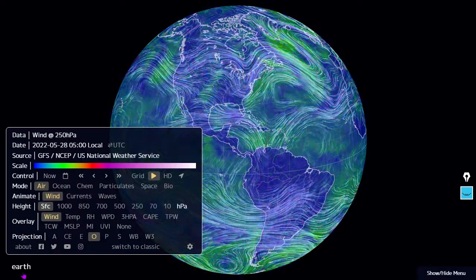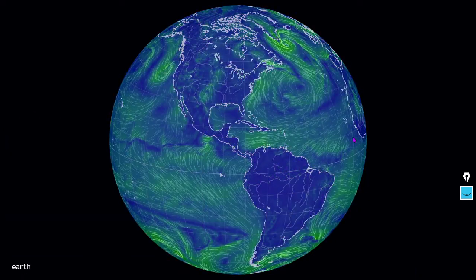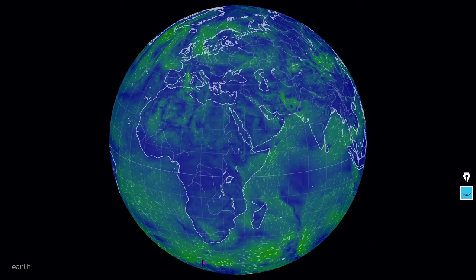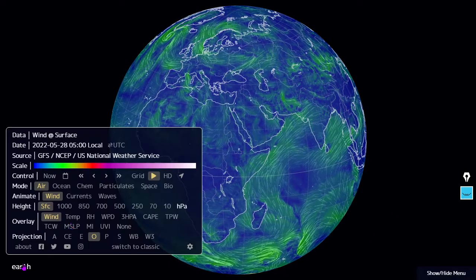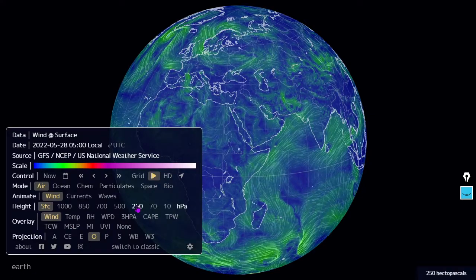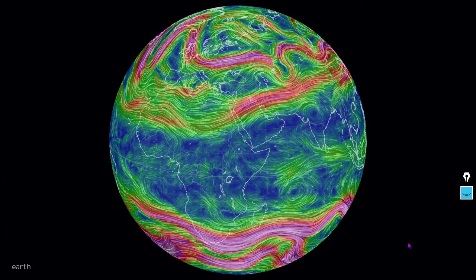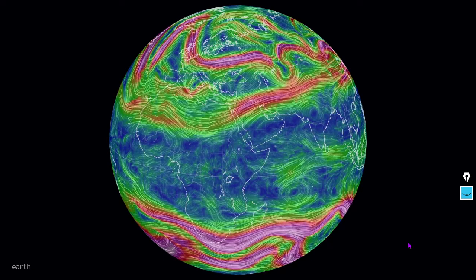Here are the surface winds of this side of the planet. Here are the surface winds of Europe and Africa. Here are the jet streams for all our pals in Europe, Africa, the Middle East, etc.